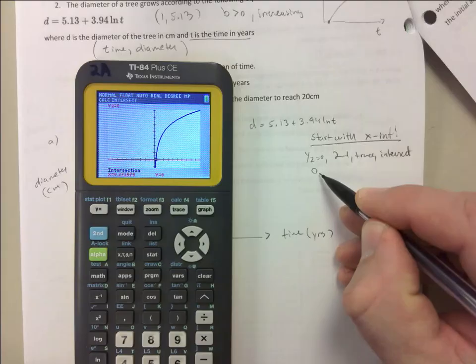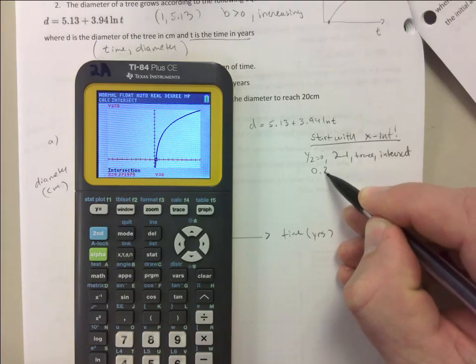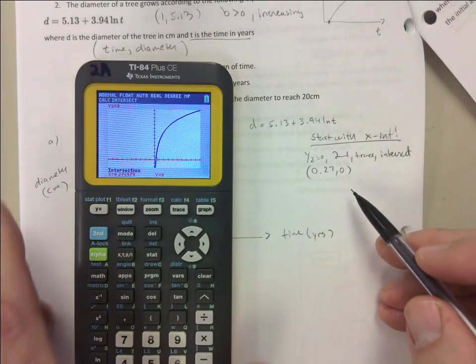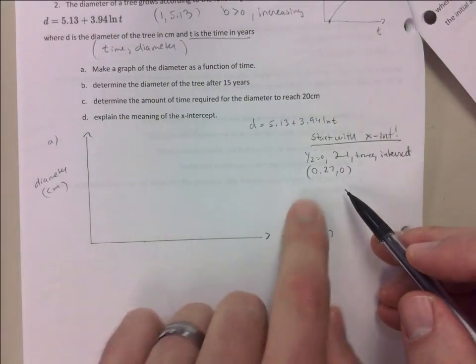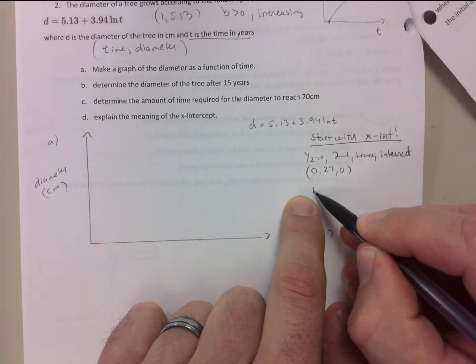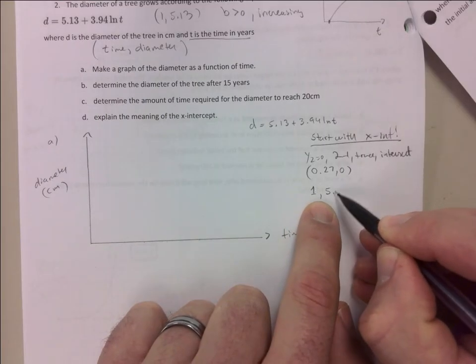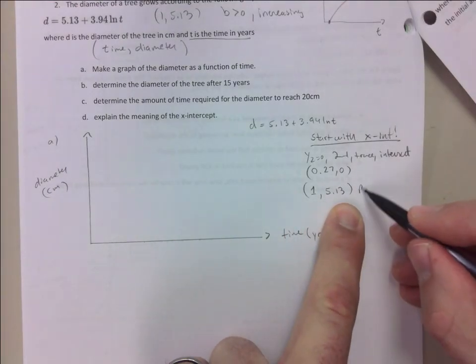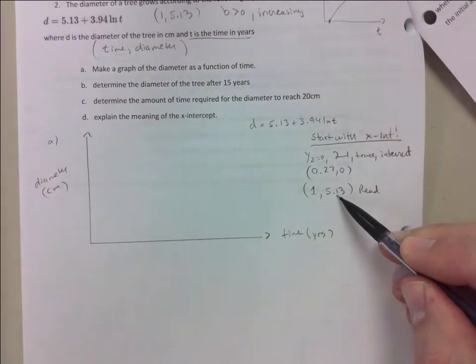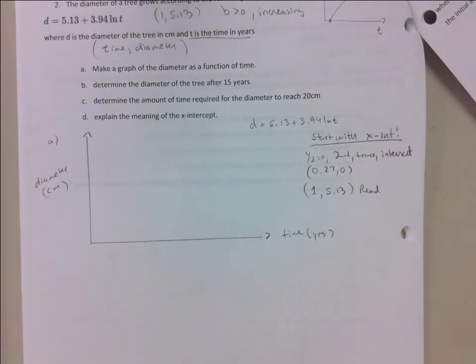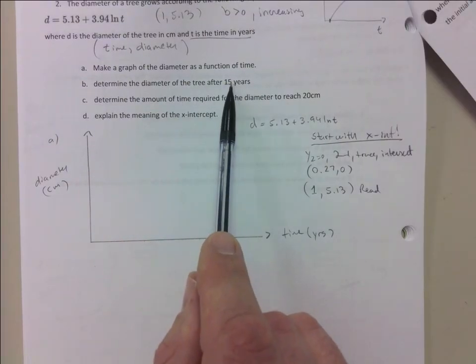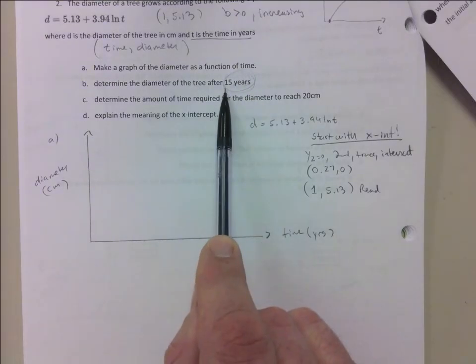So it's 0.27, 0. Another point is 1, 5.13. This one I just read off of the equation. And I'm going to read a little bit further down. It says to determine the diameter of the tree after 15 years. So why don't we use that as well?